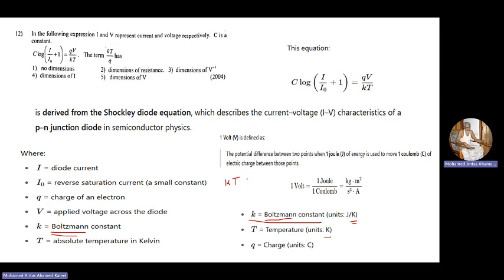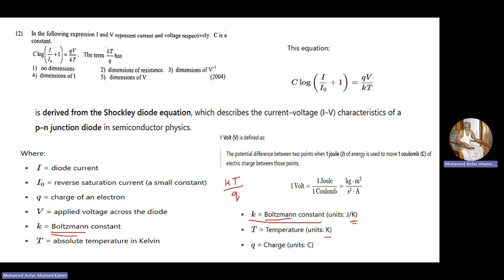Small kT over Q is the term. By understanding the equation and the terms' definitions, we can derive the dimension of the term kT over q. So the k, we know, is the Boltzmann constant.